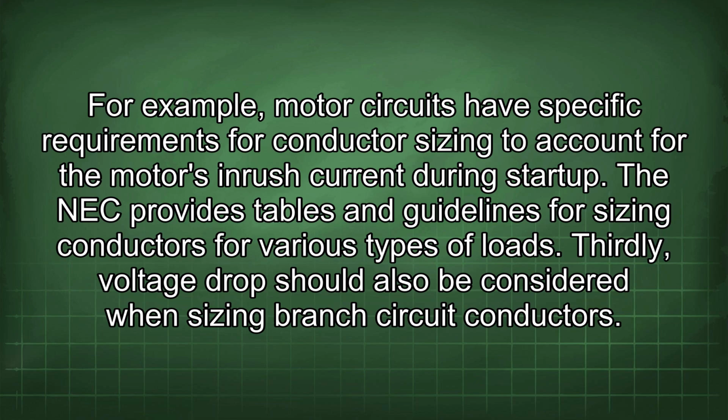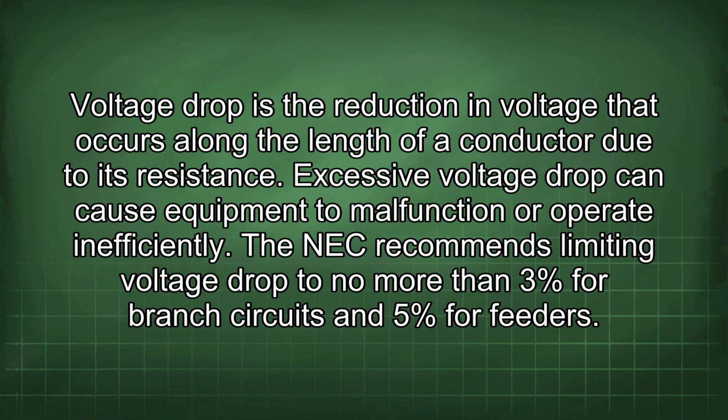Thirdly, voltage drop should also be considered when sizing branch circuit conductors. Voltage drop is the reduction in voltage that occurs along the length of a conductor due to its resistance. Excessive voltage drop can cause equipment to malfunction or operate inefficiently. The NEC recommends limiting voltage drop to no more than 3% for branch circuits and 5% for feeders.